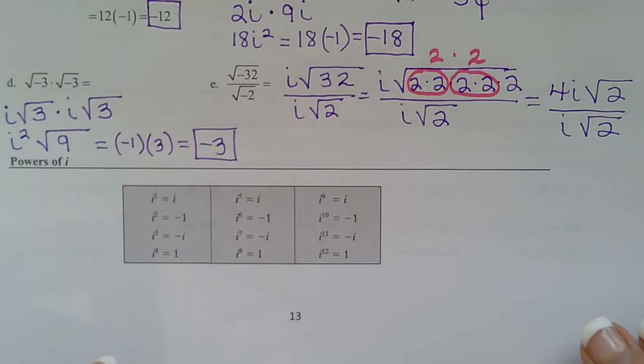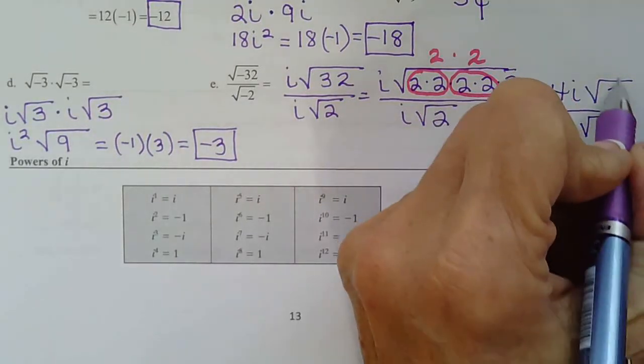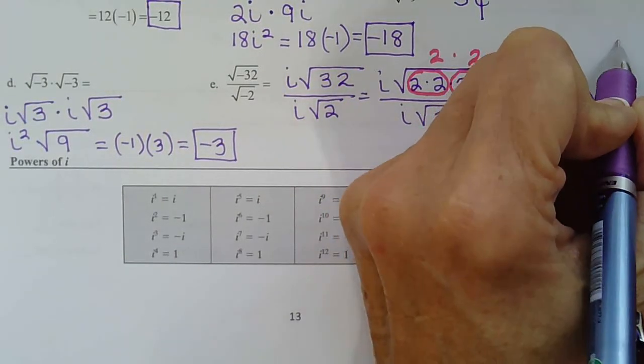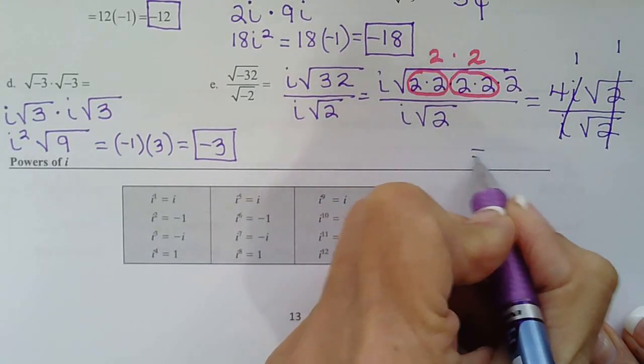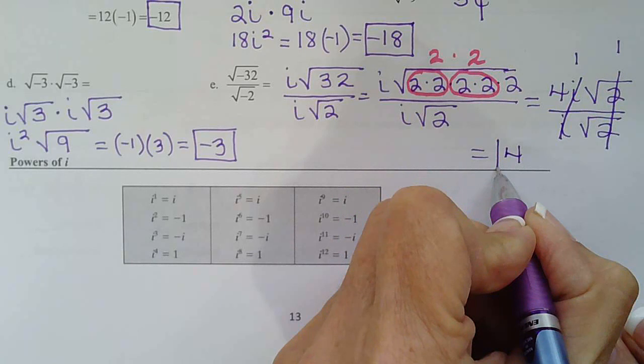So who can tell me what my answer is? 4, ding, ding, ding, ding, ding. And the reason? Radical 2 divided by radical 2 is 1. i divided by i is 1. So what's left? Just the 4.